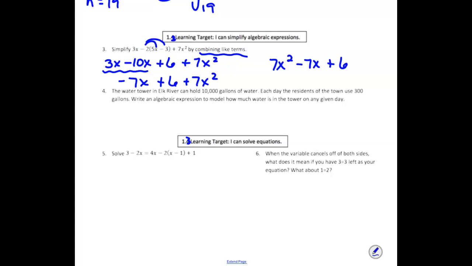For question 4, it says the water tower in Elk River can hold 10,000 gallons of water. Each day, the residents of the town use 300 gallons. Write an algebraic expression to model how much water is in the tower on any given day. So let's let x equal the number of days. In our expression, we are starting with 10,000 gallons, and it says that we are using 300 each day. Okay? So if we use up 300 gallons each day, that means we are subtracting 300 for every day that we're moving forward.